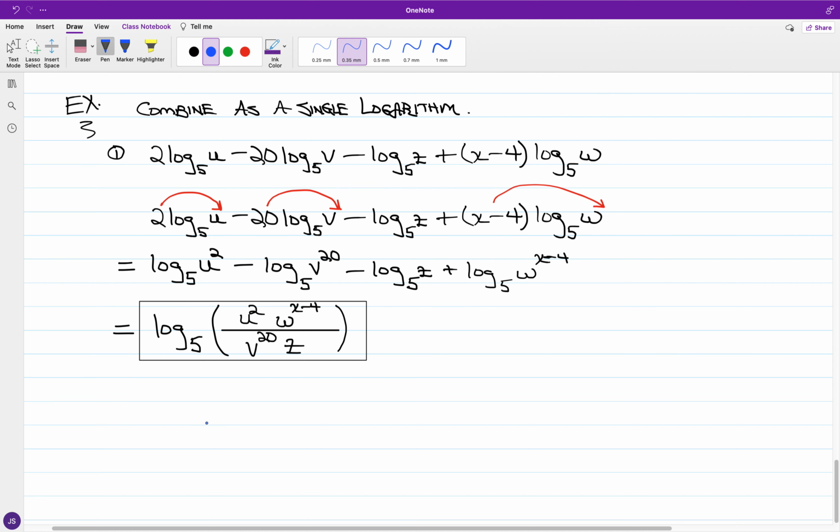Now let's say we have another item here, say we have 3 times the base 5 logarithm of 2, and have minus the base 5 logarithm of x. Okay, so I'm starting off with another set of base 5 logarithmic terms. And let's say with the third, we'll have plus the base 5 logarithm of z. And I have minus 17 times the base 5 logarithm of w.